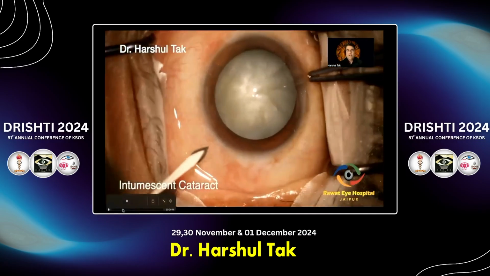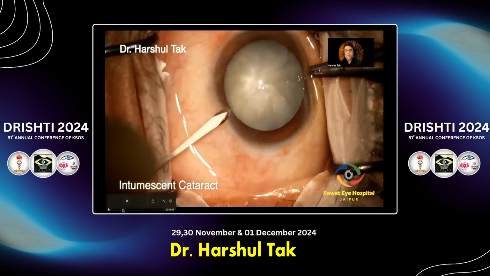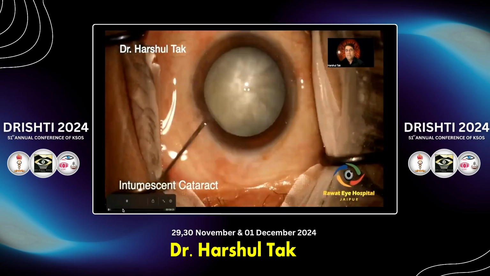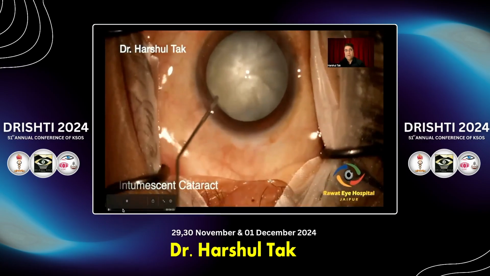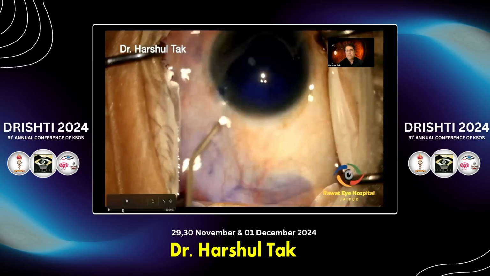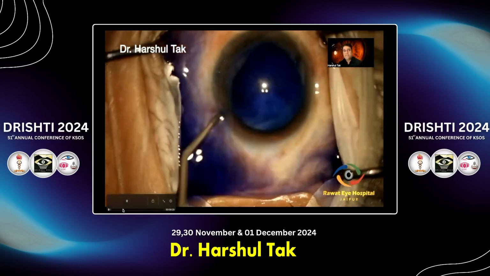Coming to white intumescent cataracts, the problem in these kinds of cataracts is that there is increased intracapsular pressure because of the liquefied cortical matter. So capsulorhexis becomes challenging in these cases.